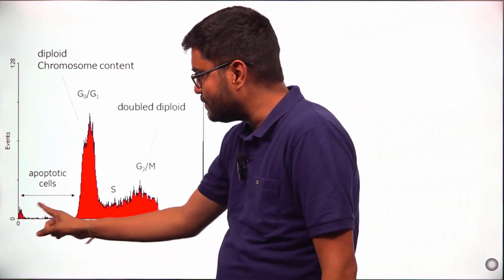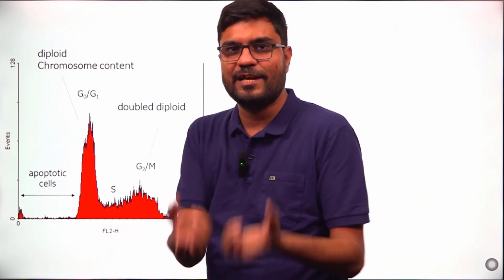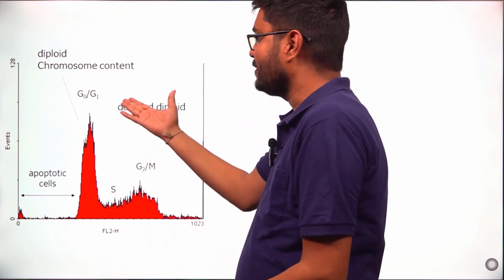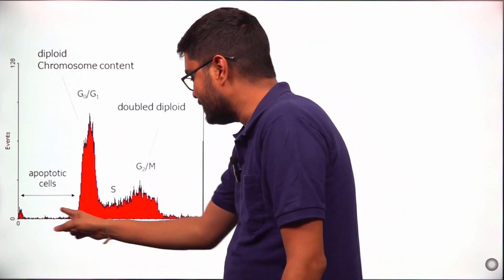Now you can see there are some cells which are less than the G1 phase. These are the cells which are undergoing apoptosis. They are fragmented, so they contain a DNA amount lesser than what? G1. So we are getting so many cells here.